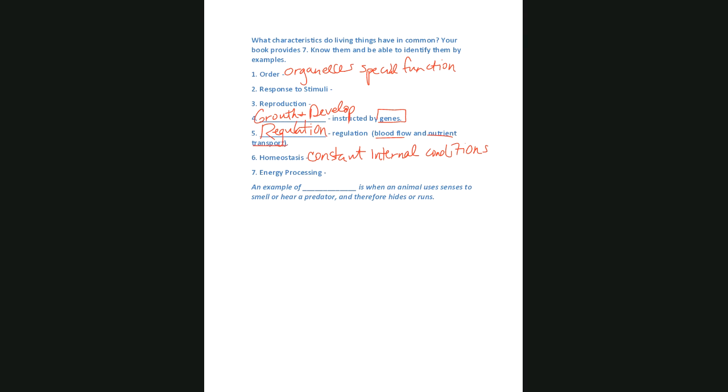All right, energy processing. All cells need energy to survive. Remember, we know now that energy is in the form of ATP. Without energy, the cell dies. So every organism has to have a way that it takes in energy, whether that's ingesting food or using sunlight to produce food. All organisms have to have a way to have energy.